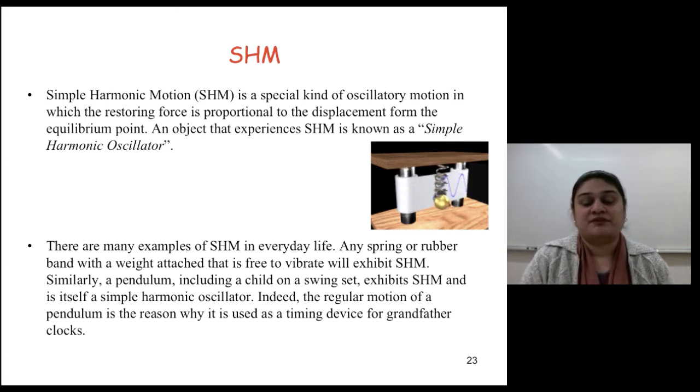There are many examples of simple harmonic motion in real life. Any spring or rubber band with a weight attached that is free to vibrate will exhibit simple harmonic motion. Similarly, a pendulum, including a child on a swing set, exhibits simple harmonic motion.